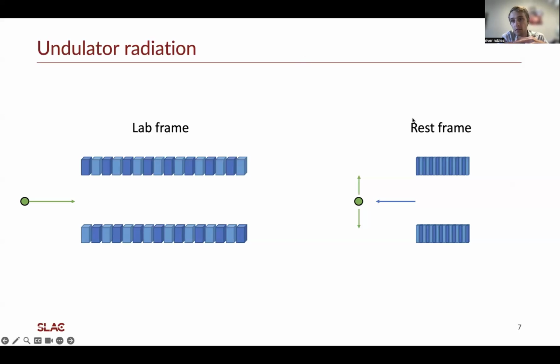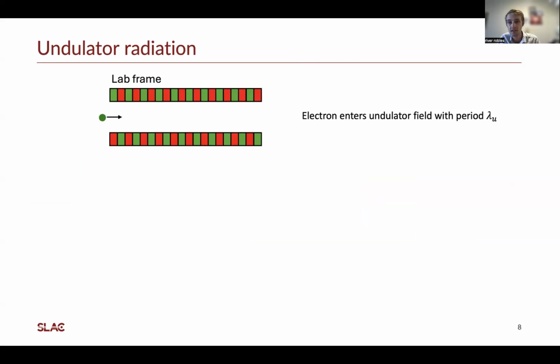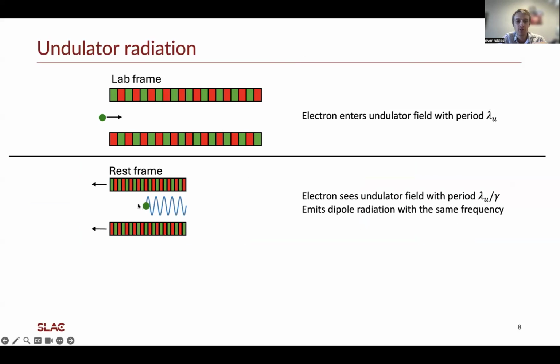So how does that imply that we make X-rays when we send an electron through the undulator? Well, the basic picture you can think of in 3 steps. You have an electron which enters this undulator field, which has a period of lambda u in what we'll call the lab frame. When we move into the rest frame of the electron, it perceives the undulator as being length contracted by special relativity. It sees an undulator field with a period which is gamma times smaller than it was in the lab frame. Because this electron is moving very close to the speed of light, this Lorentz factor can be very large. At accelerators today, it is typically from a few thousand up to a few tens of thousands.